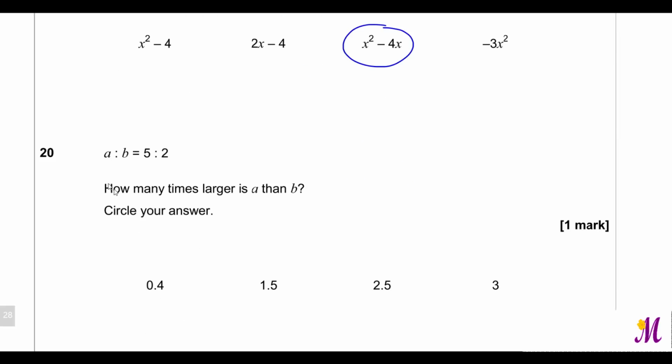20. The ratio between A and B is 5/2. How many times larger is A than B? So A is 5 while B is 2. Then we can write it down as A divided by B is equal to 5 divided by 2. And then if we move B to this side, A is equal to 5/2 times B, or simplify this into a mixed fraction, 2.5B. So we can say that A is 2.5 times bigger than B. So this is our answer.